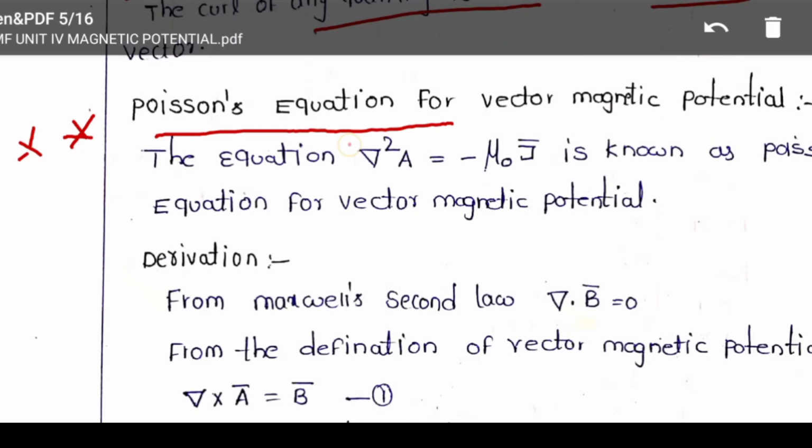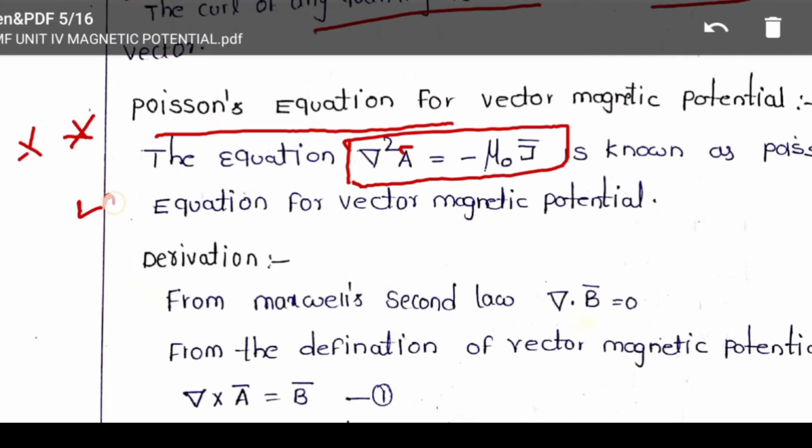Poisson's equation is del square A equal to minus mu naught J, where A bar is vector magnetic potential and J bar is known as current density. That is the Poisson's equation. Simply, for 2 marks if they ask, you can write this.